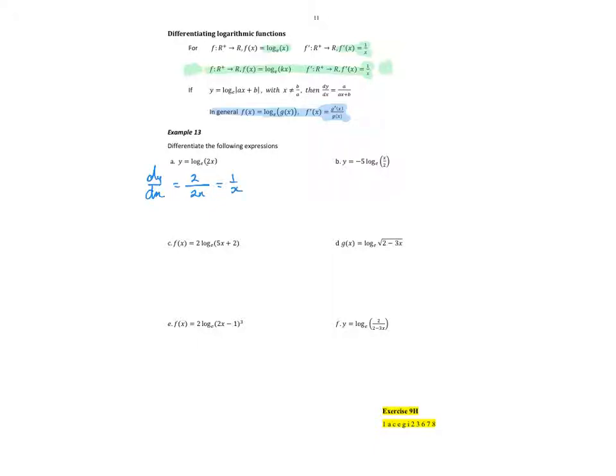Same thing, dy dx is equal to, we've got -5 out the front, which is a constant. The derivative of a half x is a half over x on 2. So -5 times a half is -5 on 2. That's the same as -5 over 2 times x on 2. They cancel. We get -5 on x.